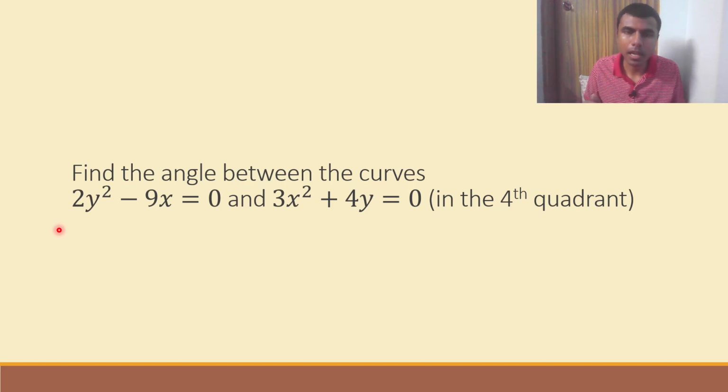But a simple statement: angle between the curves is equal to angle between their tangents. Angle between the curves is the angle between their tangents at the point of intersection. So let's first find the point of intersection, then the slopes of tangents, then the angle between the tangents.